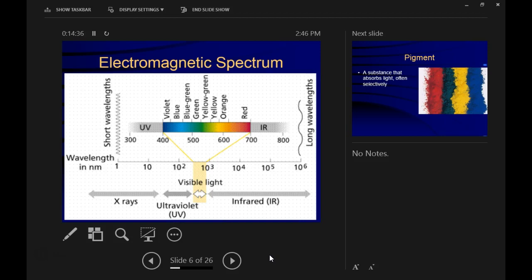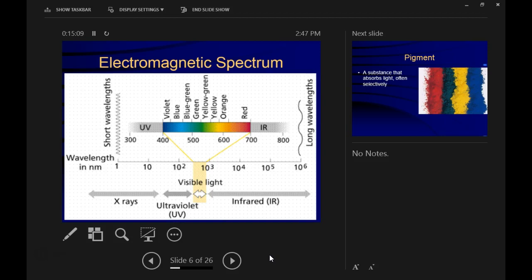Now, if we look at visible light, which is just a tiny, tiny fraction of the entire electromagnetic spectrum, we find that it ranges in wavelength between about 400 nanometers and 700 nanometers. All right? A nanometer is a millionth of a meter. Right? So, pretty dang small.